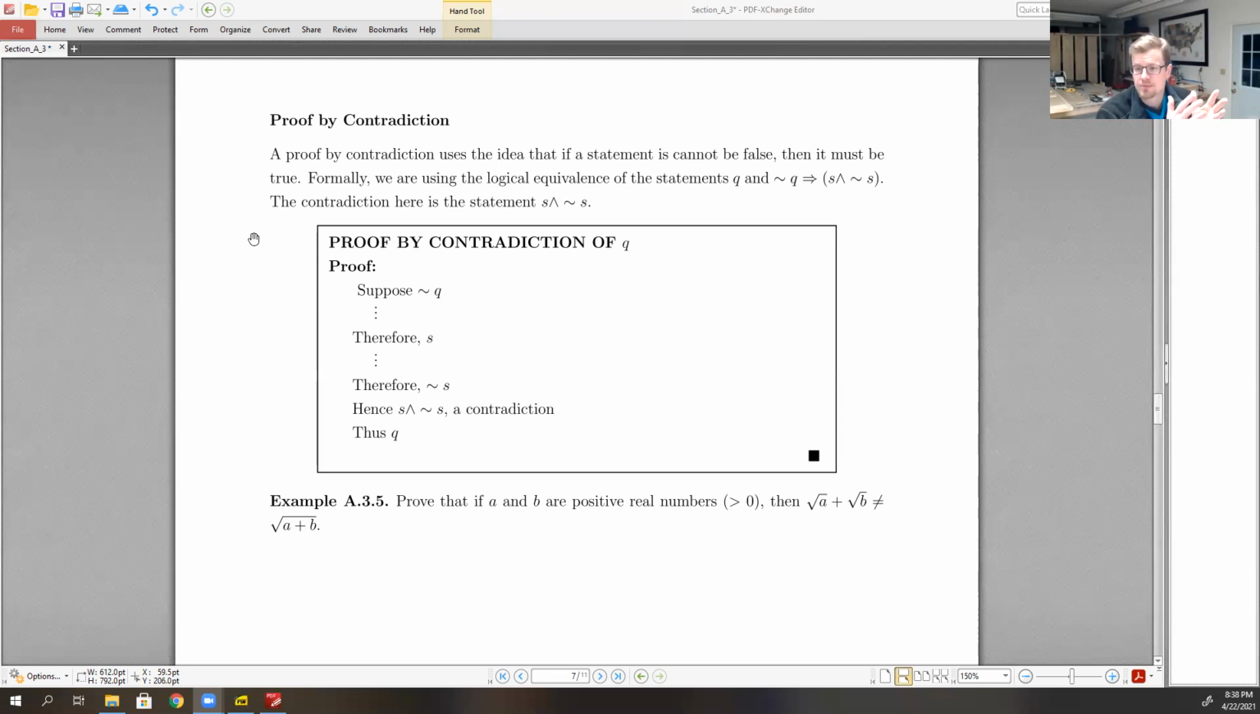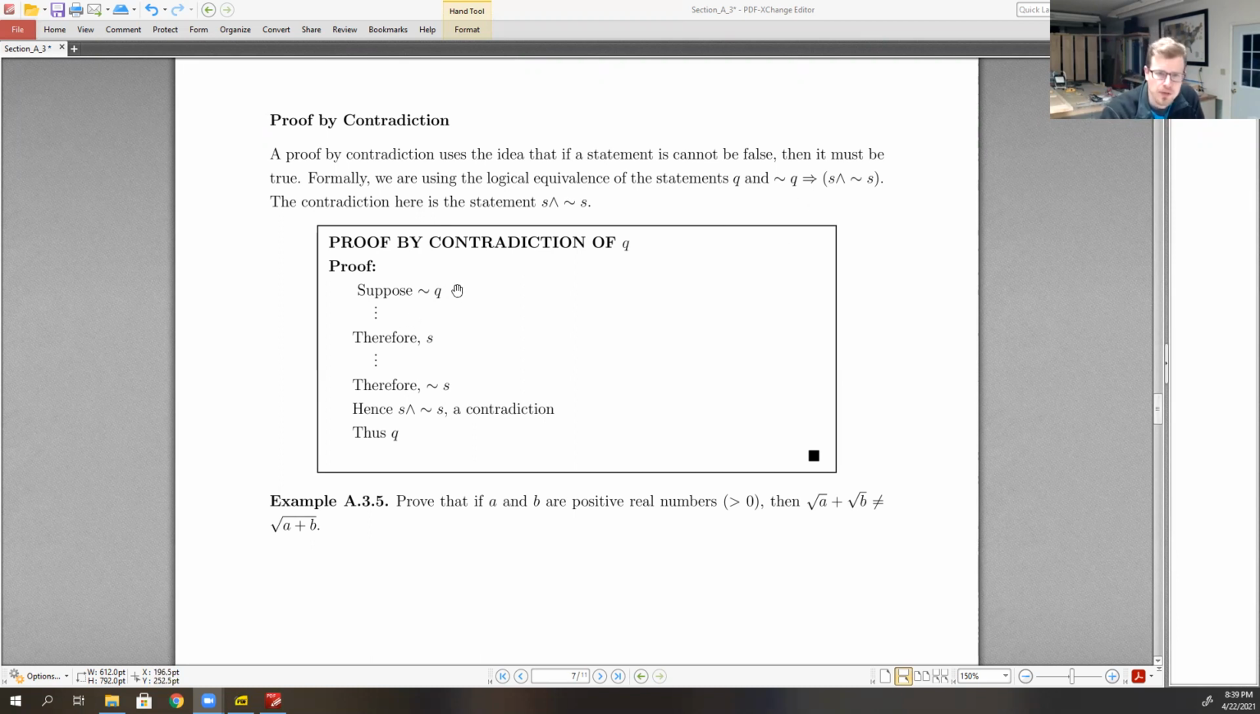So in its most basic sense, if we want to prove that a statement is true by contradiction, what we're doing is we're showing that if something cannot be false, then it must be true. So we suppose that it's false, and when we suppose that it's false, we end up with something that doesn't make sense, and we say, this doesn't make sense when it's false, therefore it must be true. Okay, that's the basic idea.